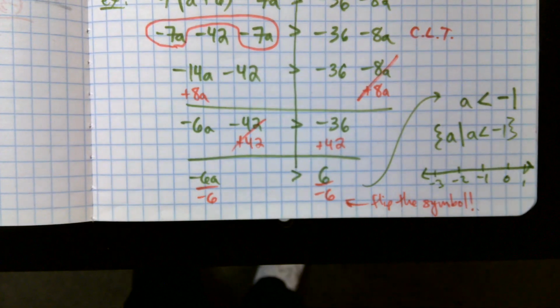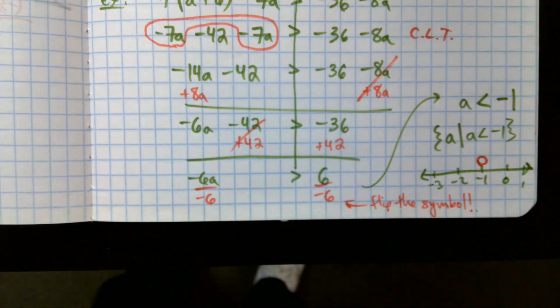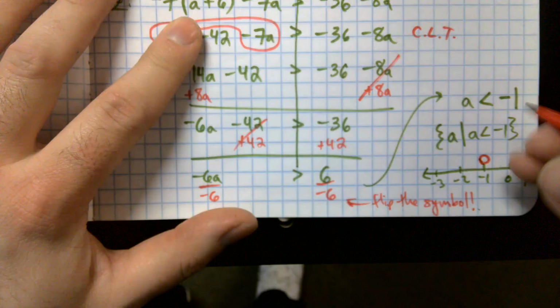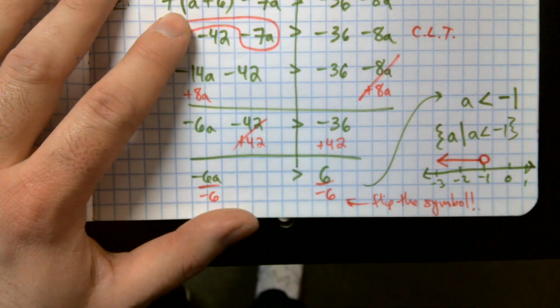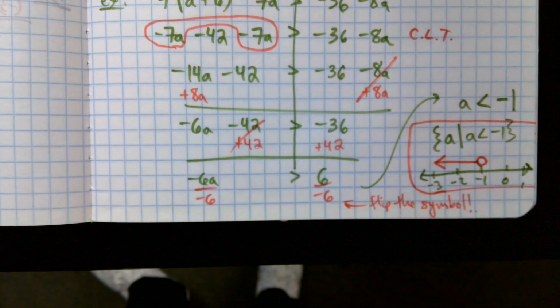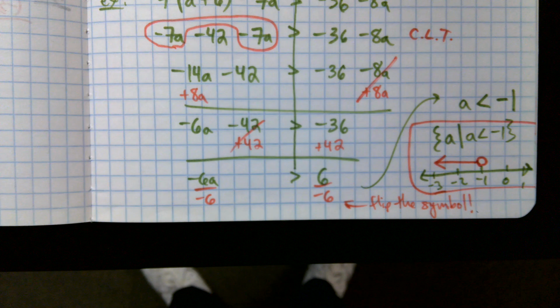What type of dot am I going to make at negative 1? Open. Is my arrow going to go to the left or the right? Where's the alligator pointing? To the left. Okay. Not too bad. Perfect.